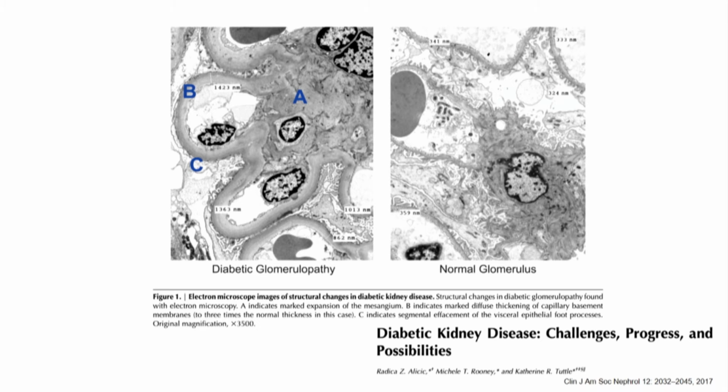In this case, electron microscopy could be a very elegant tool. And here on this slide, you can see what I discussed before. There is a marked mesangial expansion, a thickening of the membrane, and segmental effacement of the podocytes.